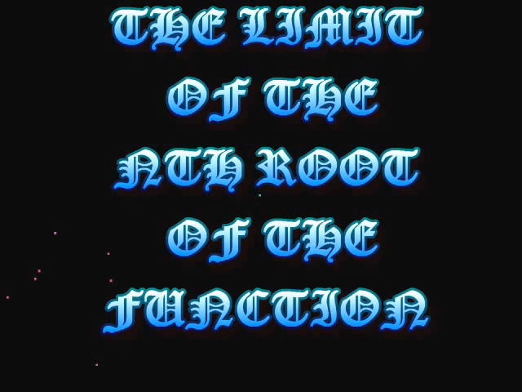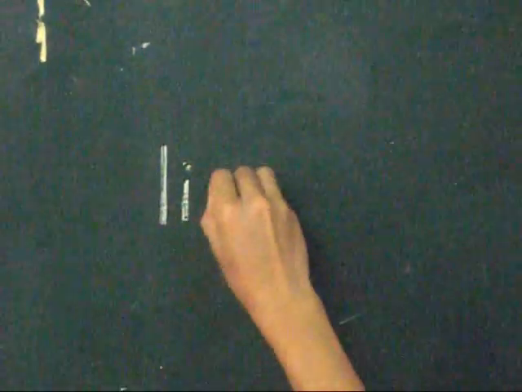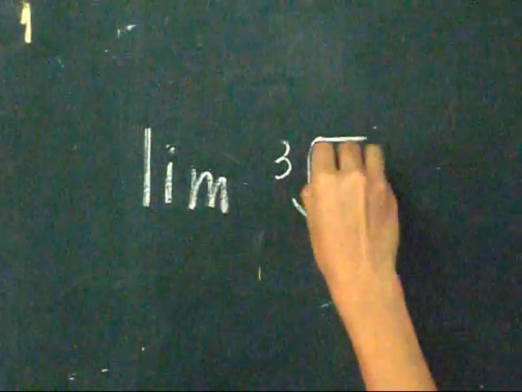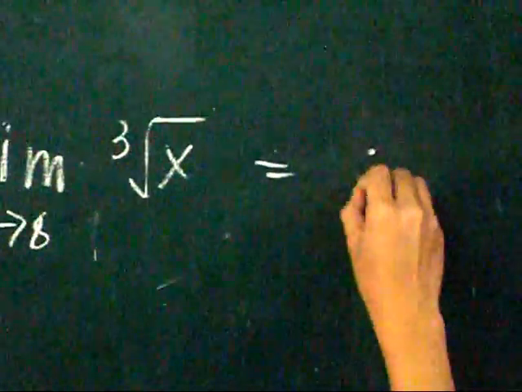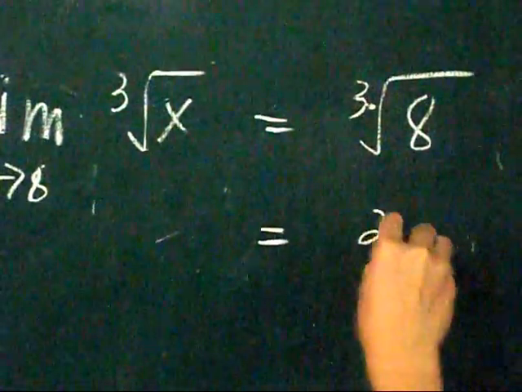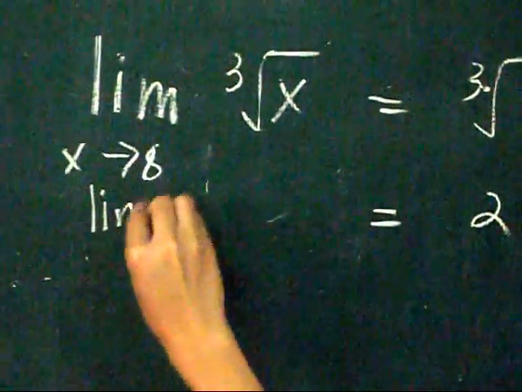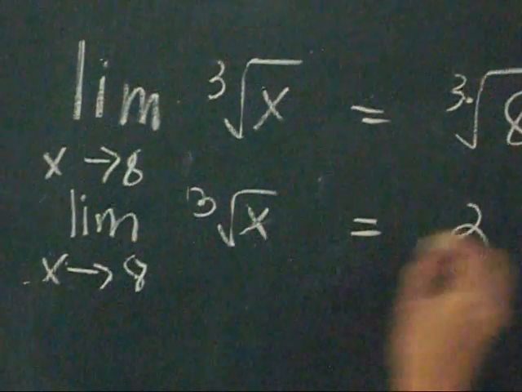Theorem 8. The limit of the nth root of the function. The limit of the nth root of f of x as x approaches a is equal to the nth root of L. The limit of the third root of x as x approaches 8 is equal to the third root of 8, which is equal to 2. So therefore, the limit of the third root of x as x approaches 8 is equal to 2.